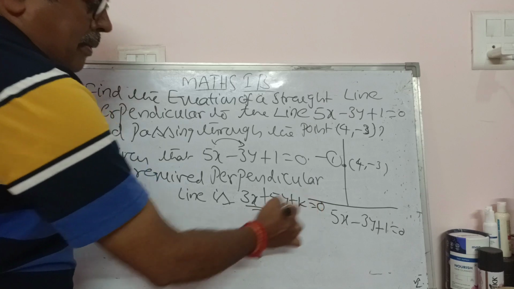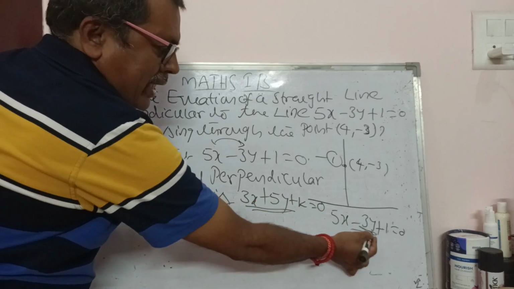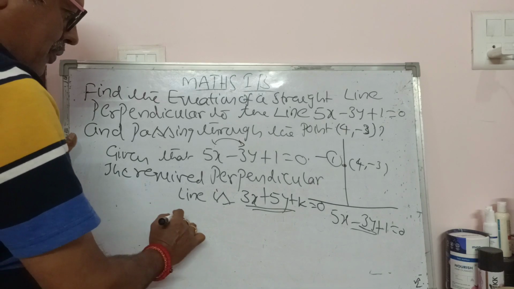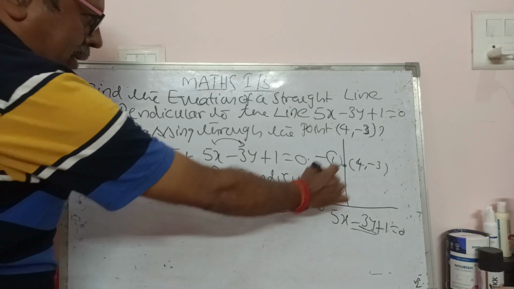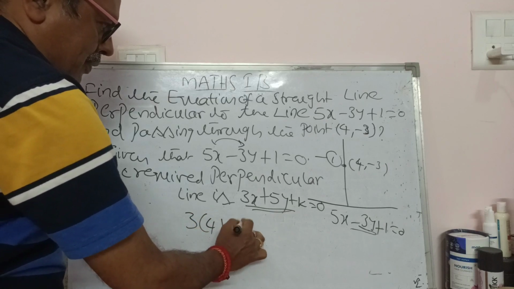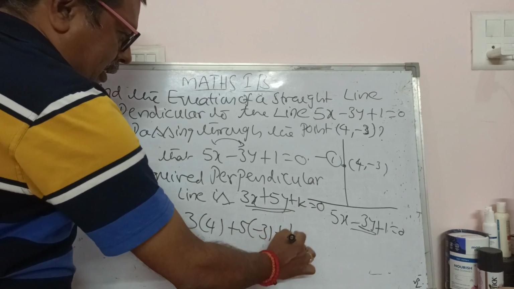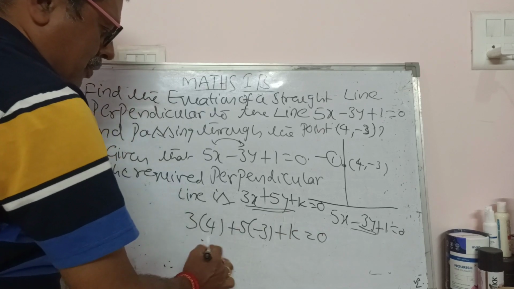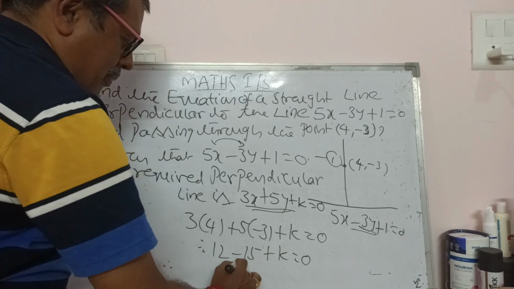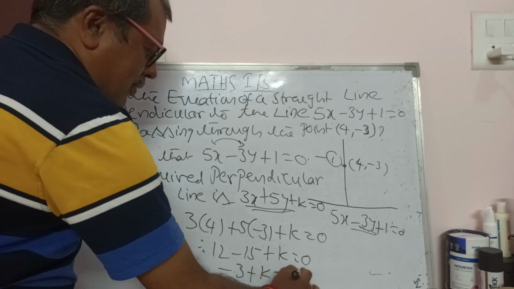So this is the perpendicular line equation to the given line equation and passing through the point 4 comma minus 3. Therefore, this is the line passing through 4 comma minus 3. 3 into 4 plus 5 into minus 3 plus k is equal to 0. So 12 minus 15 plus k is equal to 0. Minus 3 plus k is equal to 0.